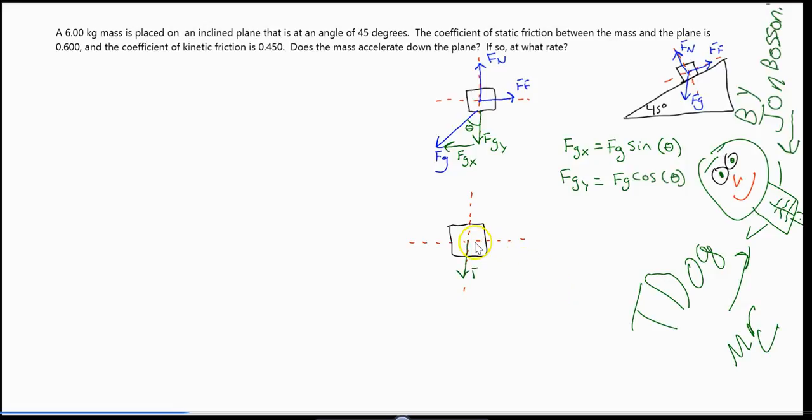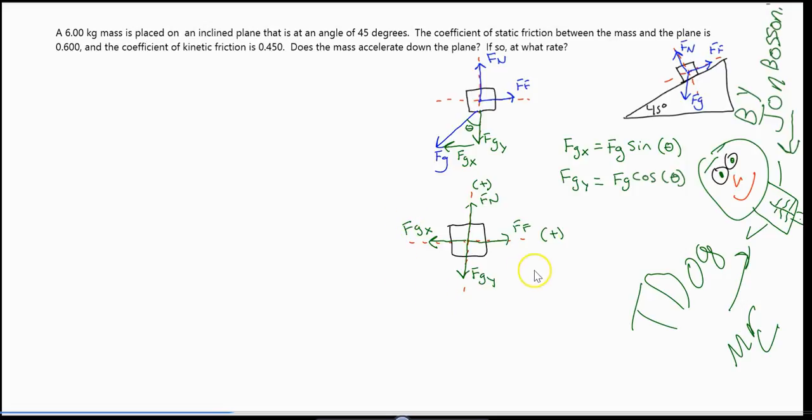Alright, so if I take this diagram and I redraw it down here and I ignore this FG, because now that I have the y and x component of FG, I no longer need the actual weight there. This FGX and this FGY account for the actual weight of the item, the force due to gravity. I'm going to call my right positive and I'm going to call my up positive for my two axes. And now I'm going to try to solve this problem.